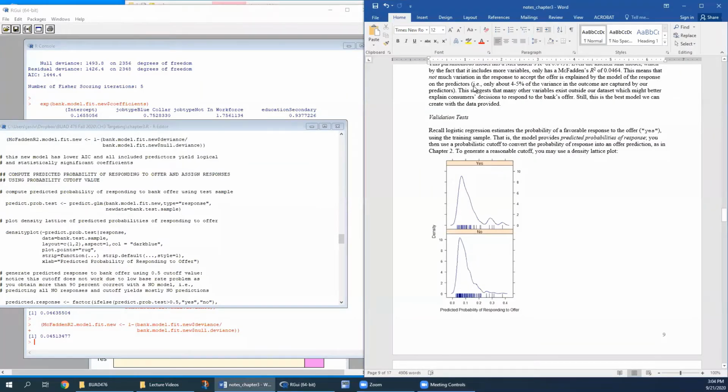Thus far, we have looked at the data that we're using in Chapter 3, we cleaned it, and we examined the relationship between our different predictor variables and the outcome variable, which is the response to that term deposit offer. We also created our kitchen sink model, ran it, and then used stepwise regression to determine our parsimonious model. And we trained and created that parsimonious model using our training sample.